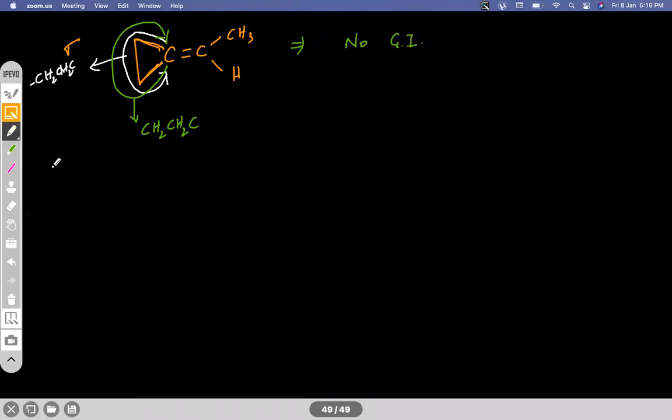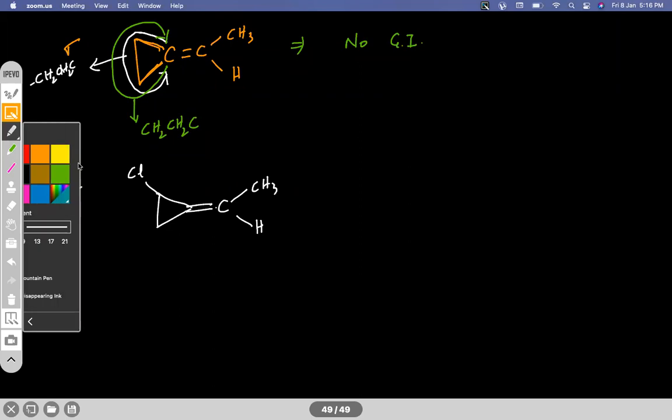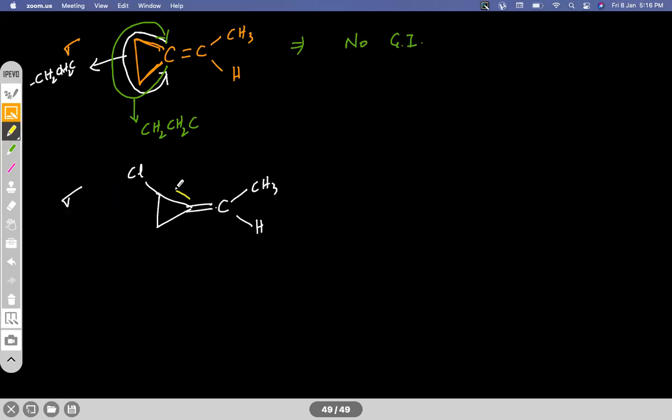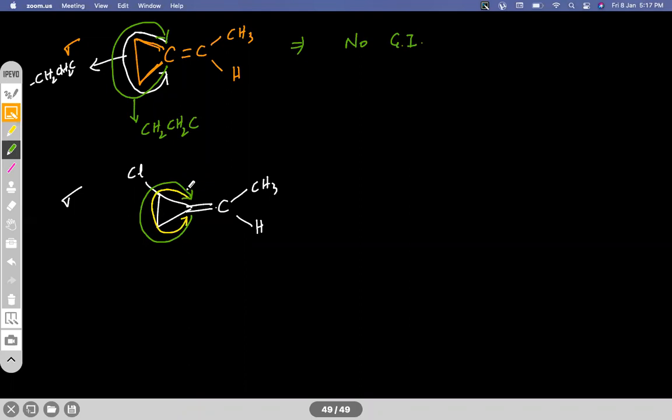I'll give you another example. See this one. We have a ring, double bond, C, CH3, H. So this obviously won't show GI, but when I place this chlorine here, you don't have to write this actually. You just see this path; both paths must be different. If you go anticlockwise or clockwise, the path must be different. On this path, at the first carbon, we have Cl. And when you go the other way, on this path, the chlorine is present at the second carbon. Right? It means both clockwise and anticlockwise we have different paths, which means a different group is attached over there.